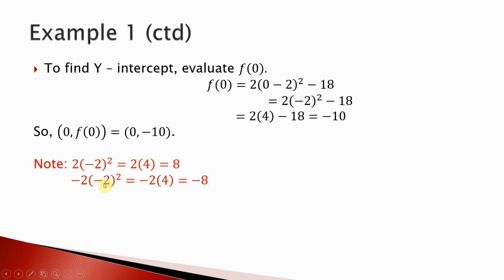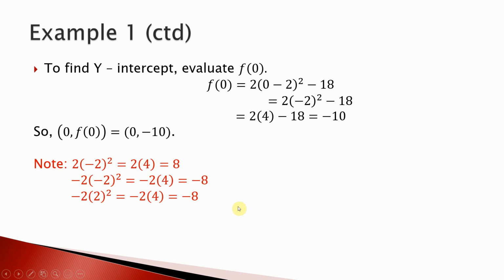And here again, negative 2 squared would be positive 4, and when you multiply it by negative 2, you get negative 8. And here, the square of positive 2 is positive 4, and when you multiply it by negative 2, you get negative 8. So in both these cases, for negative 2 and 2, you get the same answer, negative 8.